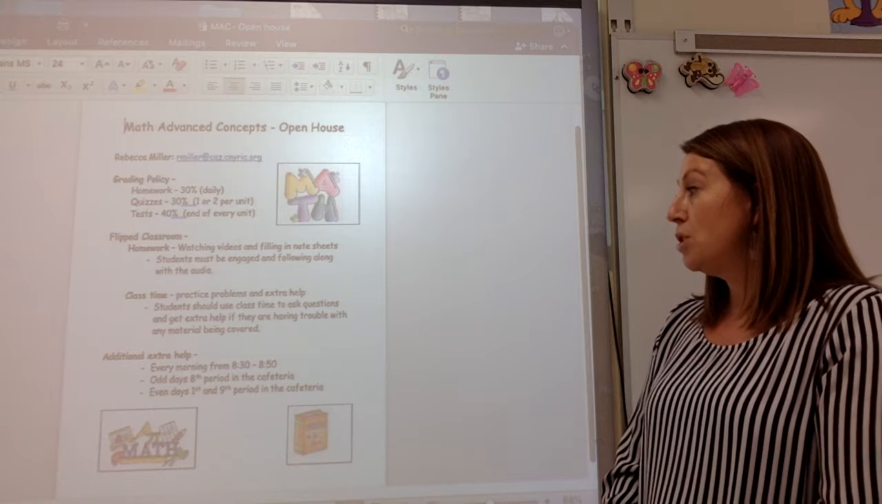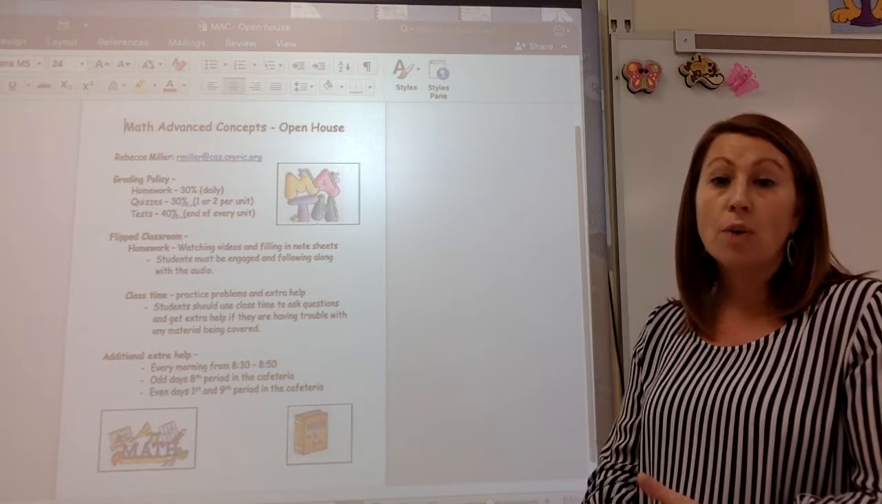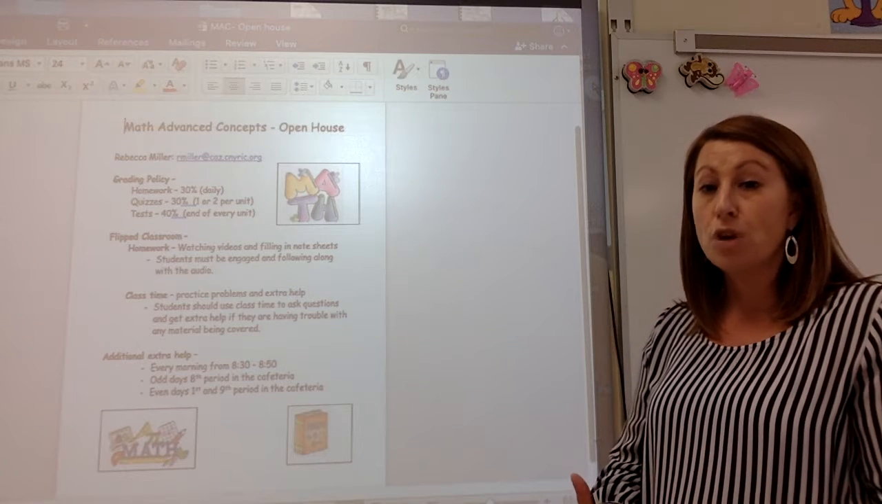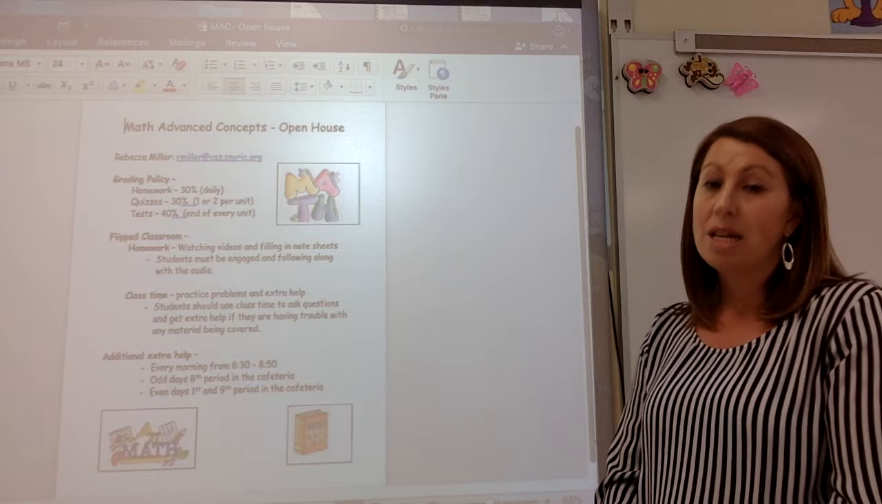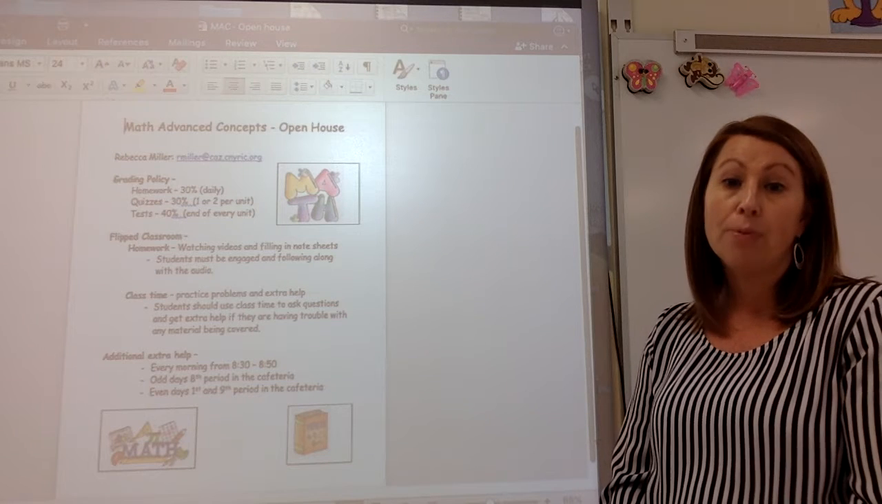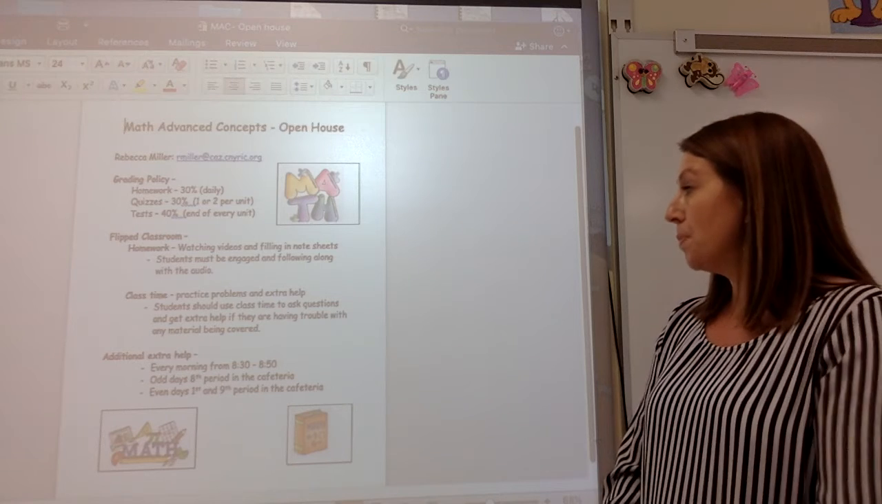Class time is used for practice problems and extra help. Students should come to class with any questions that they had from the night before's notes. And then as they're working on the practice problems in class, they should be asking questions and getting extra help if they are unsure of how to do anything covered from the notes.